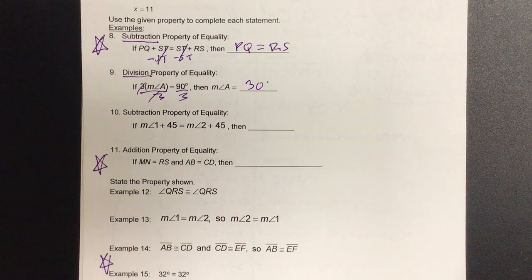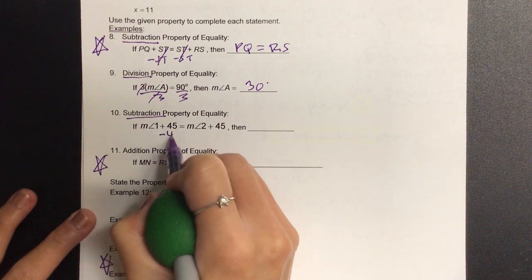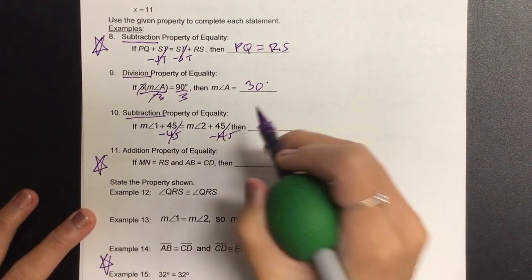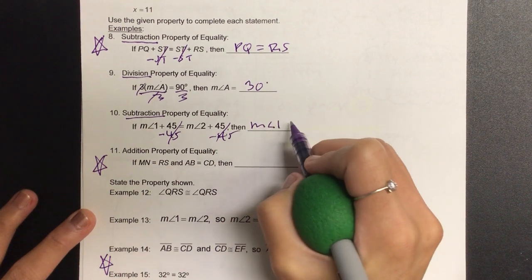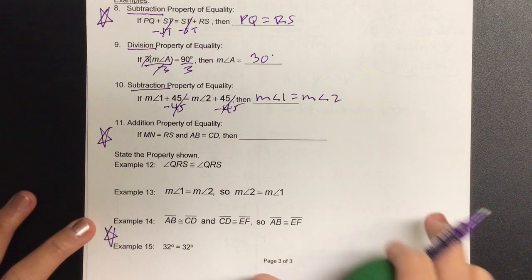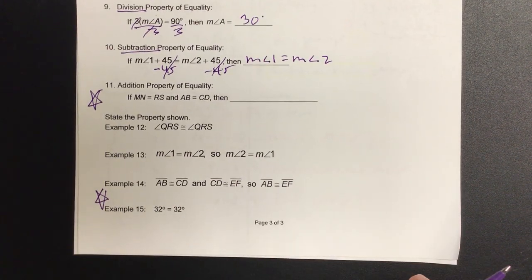Okay, number 10, what operation again? What are we going to subtract? 45. So that means we have remaining that measure of what? Angle 1 is equal to measure of angle 2. Okay, and then the addition property of equality. This one is kind of unique. I'm going to show you with the letters, and then I'll give you the actual example with numbers.